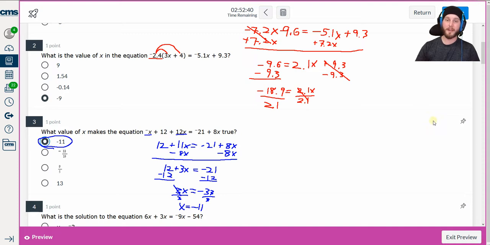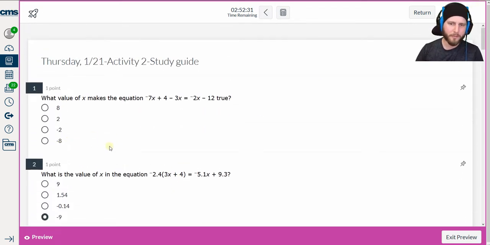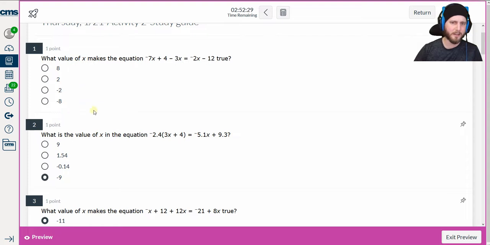And that's going to be it for number 2 and number 3. Let me erase all of that. Did I remember to enter my answer for this one? I didn't. What did I say the answer for that one was? I think I said negative 2. I'll have to go back and check.